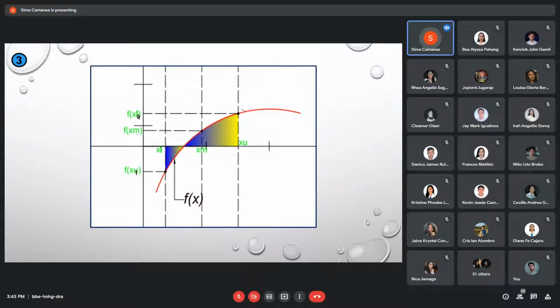Now, if you substitute your XM into the function, for example 3x squared plus 2, you substitute your XM value, the average of x, and the result of f of x is, okay, positive. If the result is positive, meaning your XM becomes your new XU, and your XL remains, because they have changing signs.